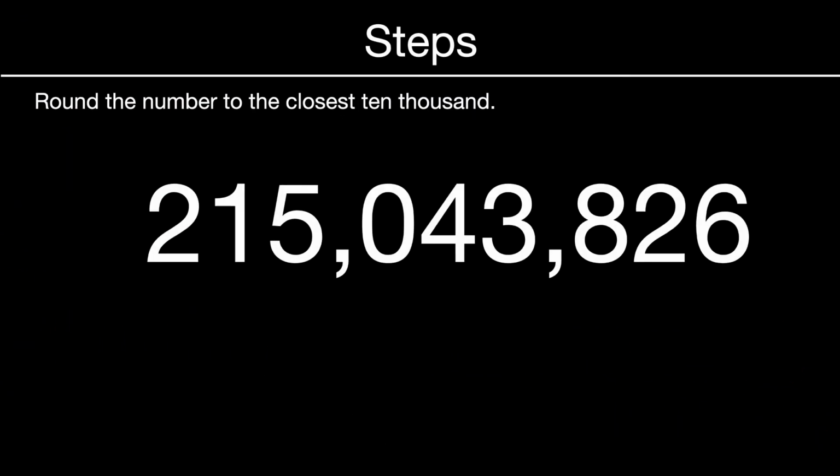Round the number to the closest 10,000. I'm not going to put the directions up in writing this time, okay? So, ready? Underline, in this case, the 10,000. Do you remember which one that is? Good. Box. The number inside the box we're going to round. 43 is in between 40 and 50, but it rounds down to 40.